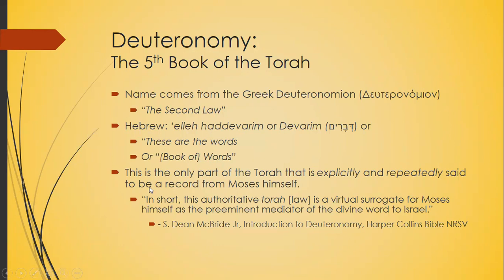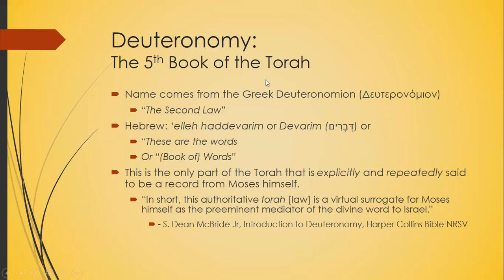This is really the only book that is explicitly said to be written by Moses himself. The other ones are kind of implied to be written by Moses, but this one is very explicit and repetitive that Moses wrote this. And this comes from the commentary in the HarperCollins. In short, this authoritative Torah law is the virtual surrogate for Moses himself as the preeminent mediator for the divine word of Israel.